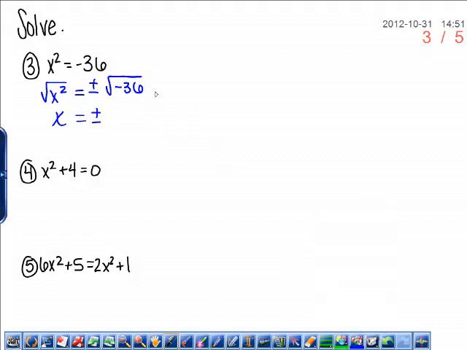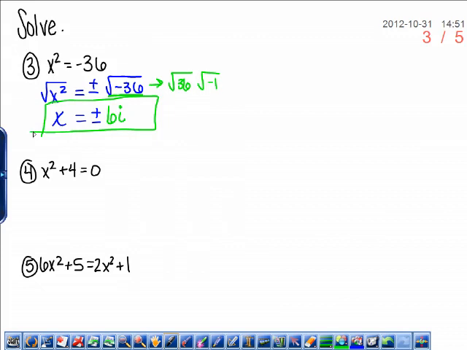Let's think about the square root of negative 36. Remember that I can rewrite that as the square root of 36 times the square root of negative 1, right? What's the square root of 36? What's the square root of negative 1? So you have x equals plus or minus 6i.